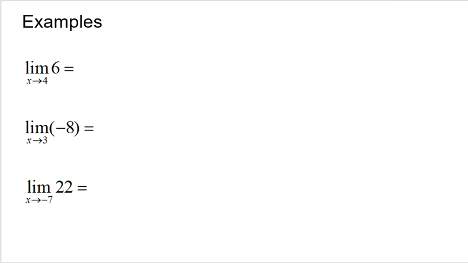What is the limit of 6 as x approaches 4? Well, 6. If the function is always 6, you're always going to approach 6. What about the limit of negative 8 as we approach 3? Well, negative 8. That's what the property says. This function is always negative 8. It's never going to change anything else. So the limit's always going to be negative 8. And what about the limit of 22 as x approaches negative 7? You guessed it, 22. Because again, it's a straight line at 22. It doesn't matter where you approach, you're always going to be getting 22.